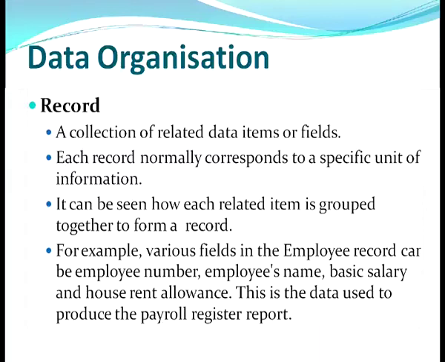Record of an employee which takes into account the employee number, the employee name, his date of joining, say his basic salary. So, this entire information of this particular employee is one record. It can be seen how each related item is grouped together to form a record. Roll number, name, marks grouped together to form the record. Similarly, employee number, employee name, his basic, his date of joining is one record of that particular employee. All these data items are related to each other and they form a record.